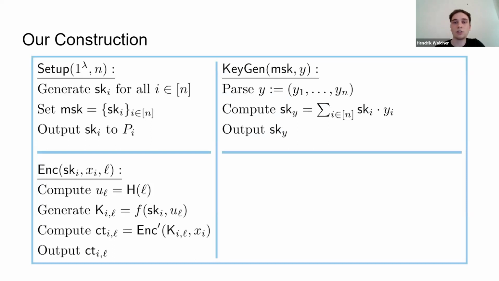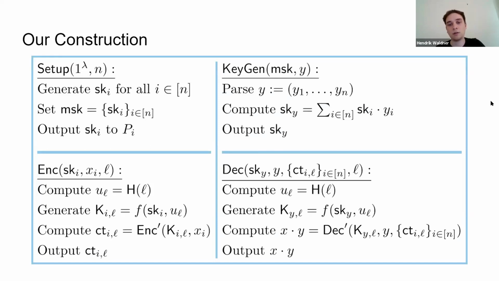For the generation of the functional key for vector Y, what we're simply going to do is compute the inner products between all the secret keys of the parties and the different parts of the vector Y. We can split the vector Y into n different parts. And then the functional key is basically the sum of all the inner products of these secret keys with the different parts of the vector.